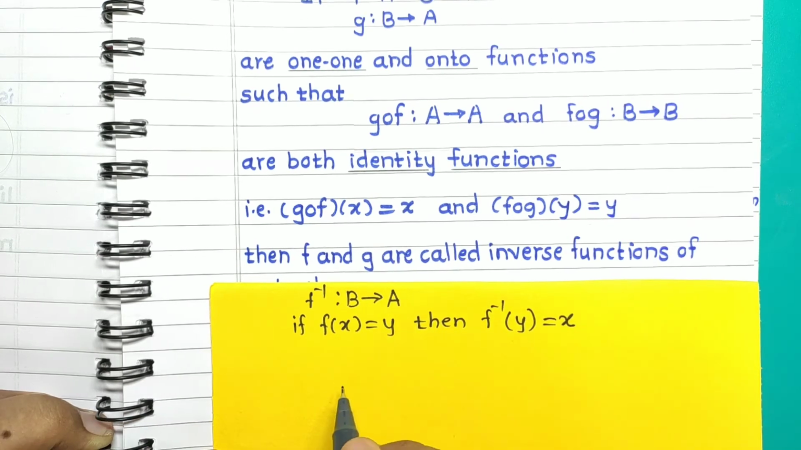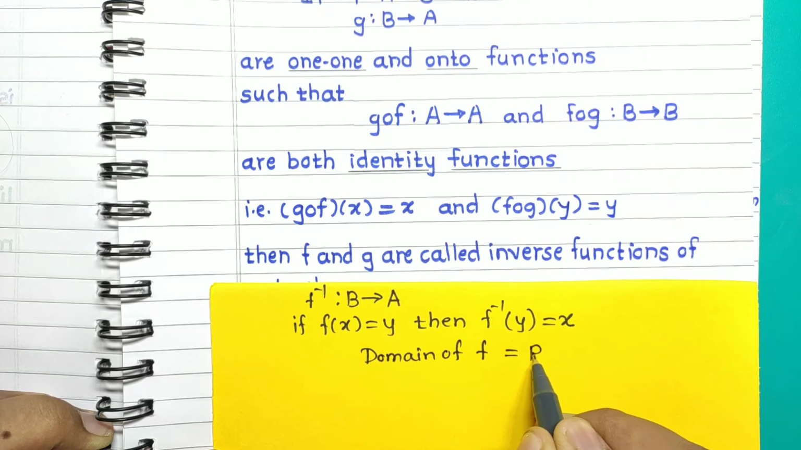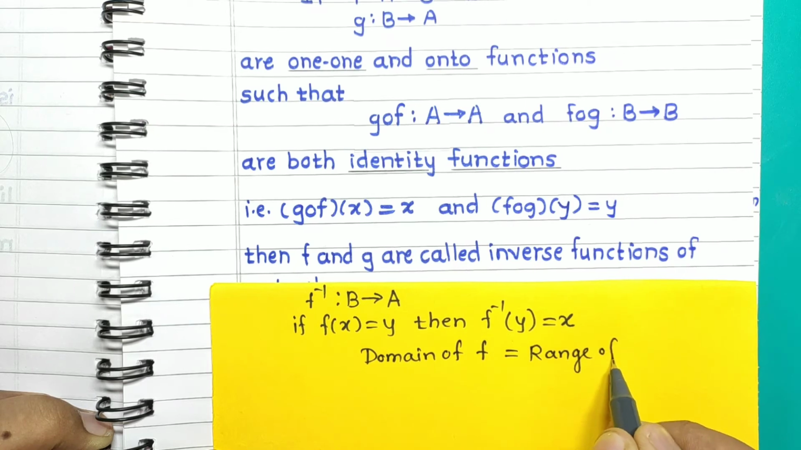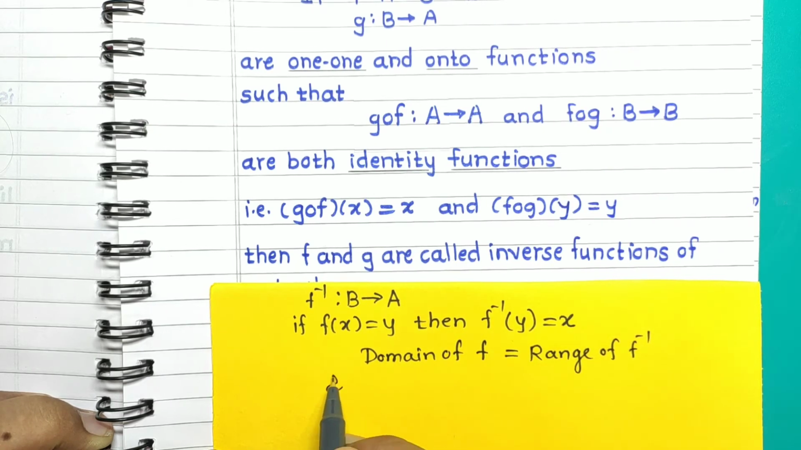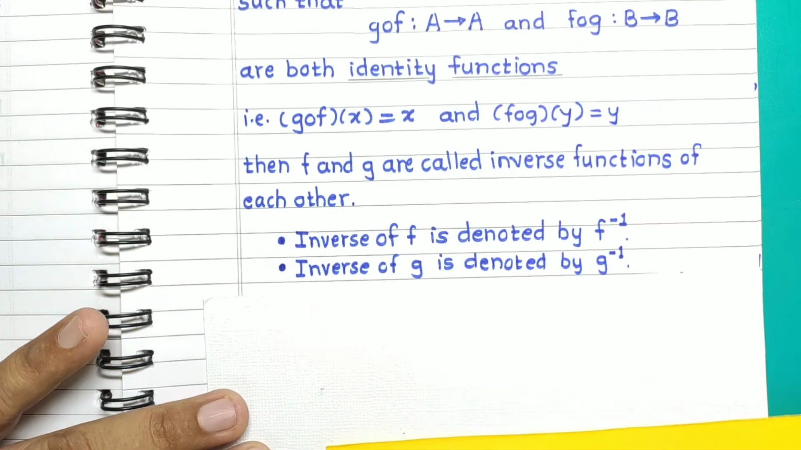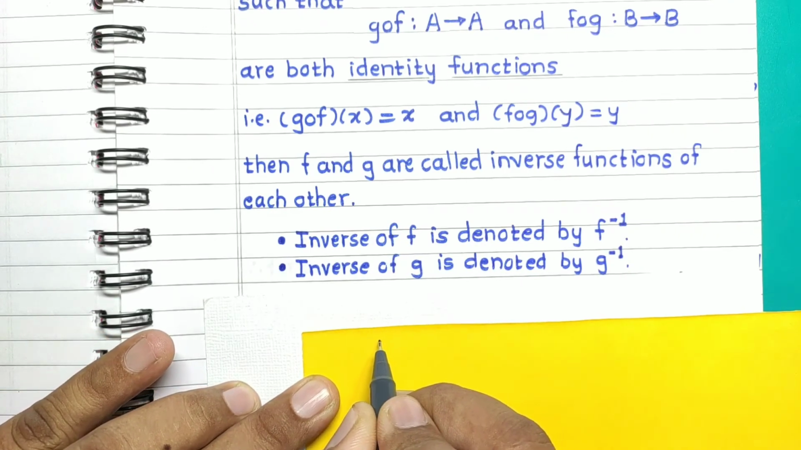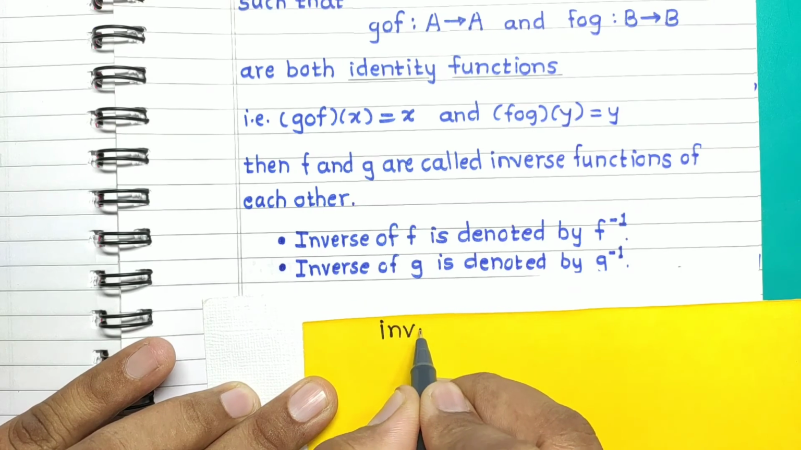Here also you note that the domain of f is equal to the range of f inverse, and the range of f is the domain of f inverse. Students, if the inverse of function f exists, then function f is called an invertible function.